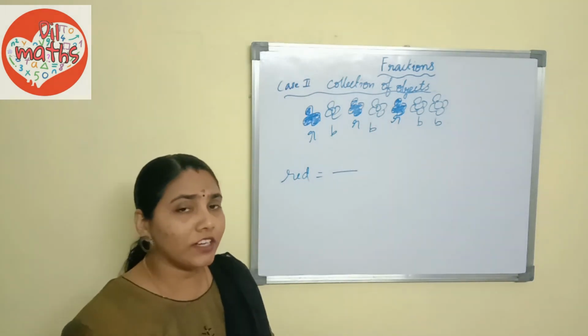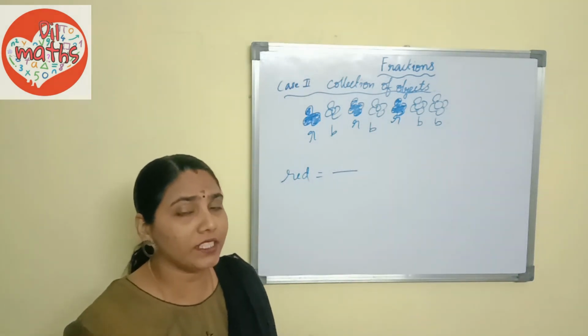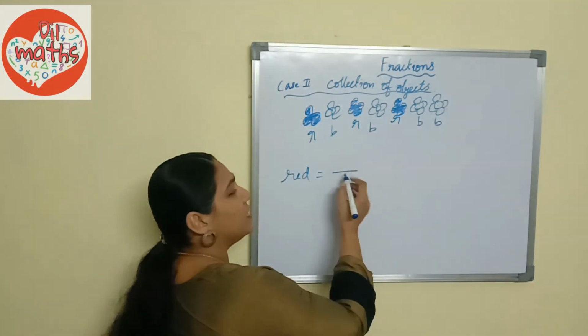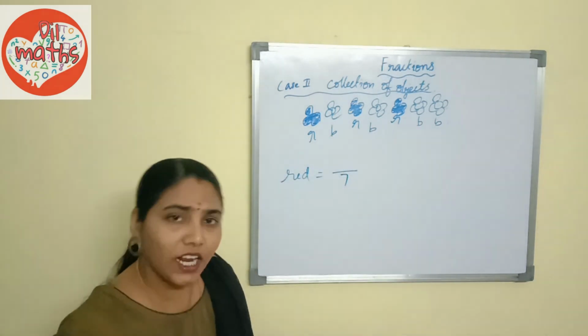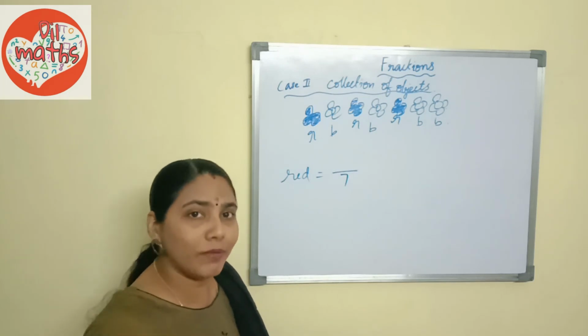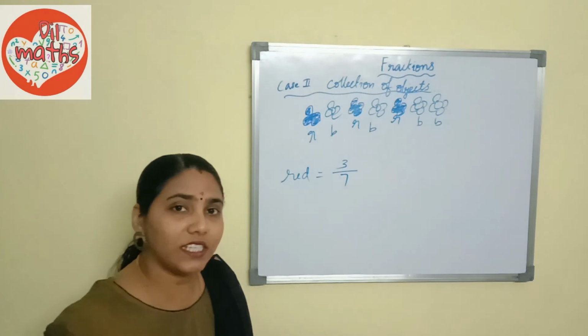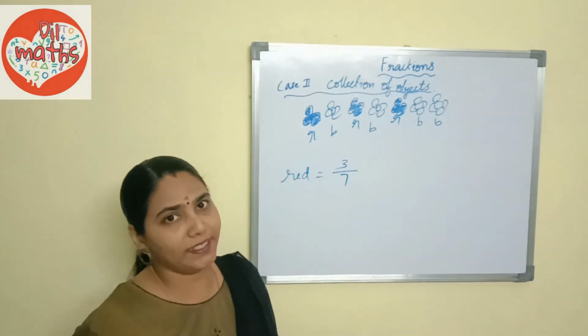So in the denominator what will come? Total number of objects will come in the denominator. How many flowers are there in total? 7 flowers are there in total. So 7 will come in the denominator. And what will come in the numerator? How many red flowers are there? 1, 2, 3. 3 red flowers are there. So the fraction that represents the red flower is equal to 3 by 7.